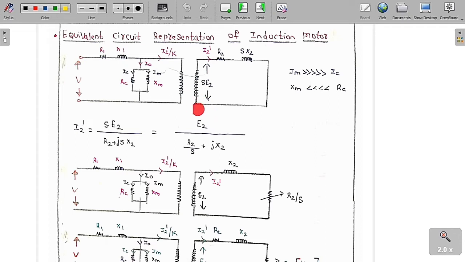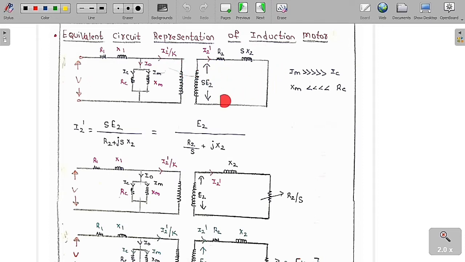So if you know the turns ratio N1 by N2, N1 by N2 is nothing but K. Therefore here you are going to get I2 dash by K, because I have already told you, this current by this current is equal to this turns by this turns, which is called K. So N1 by N2 is equal to K. Therefore this current is I2 dash by K. These things I have already told you.